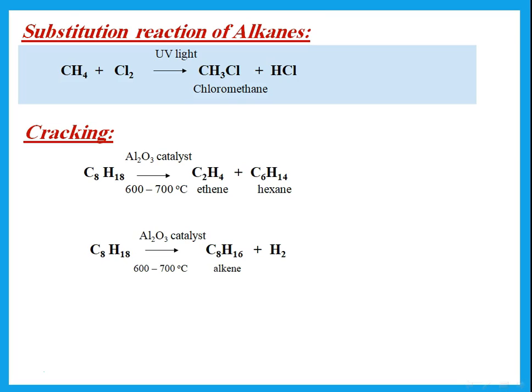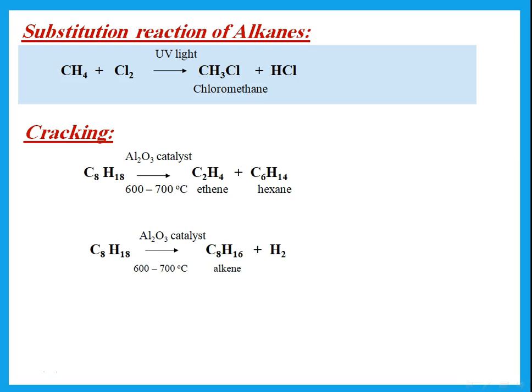And what happens is, from its name, substitution, we're going to substitute, or remove, one of the hydrogens from the alkane, and we're going to put one chlorine instead of it. So instead of having CH4, I will have CH3Cl. And what is left is the hydrogen that I removed plus the other chlorine, so I am left with hydrogen chloride. So this is a substitution reaction.